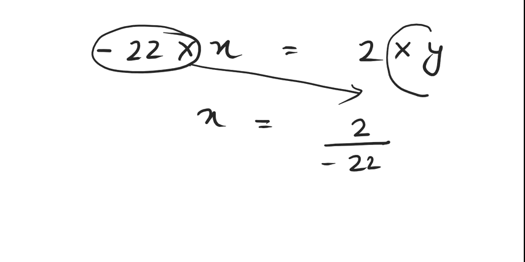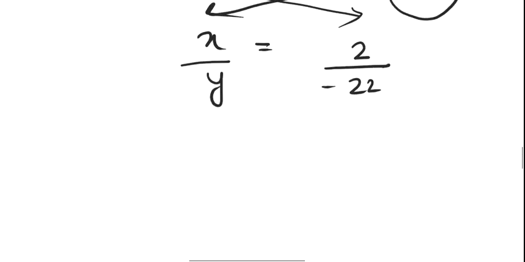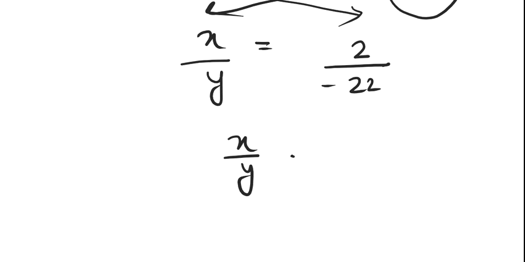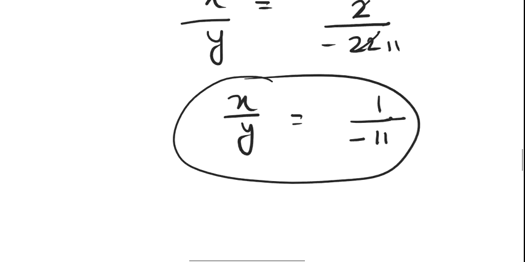And now see, this y is also in multiplication. So when it changes its side, this multiplication will become divide. Clear? So what is the value of x by y? It is 1 by minus 11, because 2 will cancel out 22. It will become 1 by minus 11. I am teaching you something advanced, okay? So don't worry, because the more you practice, the more perfect you will be in all this.